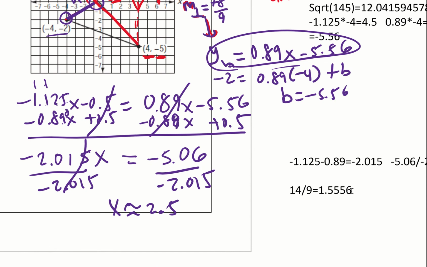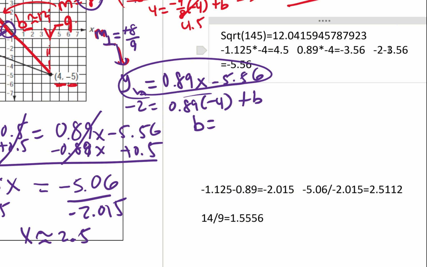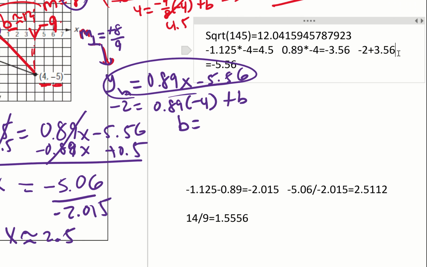All right, hold on a second. I think there might be an issue with the b coordinate here. So let me double check that real quick. So we said it was -0.89 times -4, which is -3.56. And so I subtracted it here. I had to add it. I subtracted it. So let's go ahead and add it, and then we'll get the correct answer. Okay, so it's 1.56. Sorry about that. It's not 5.56. It's 1.56.